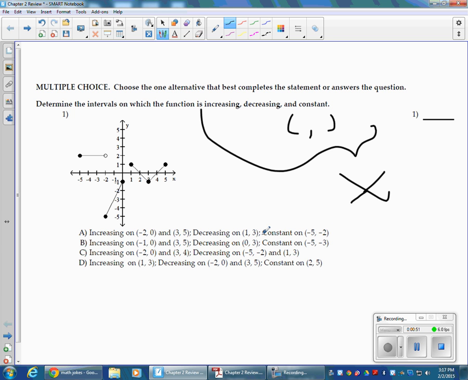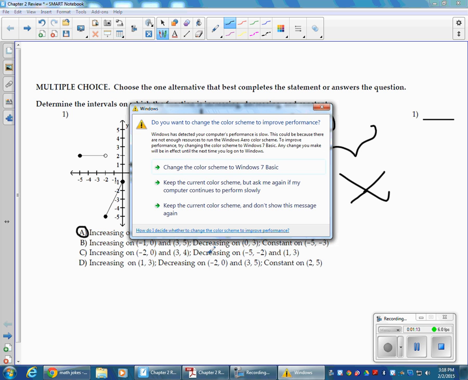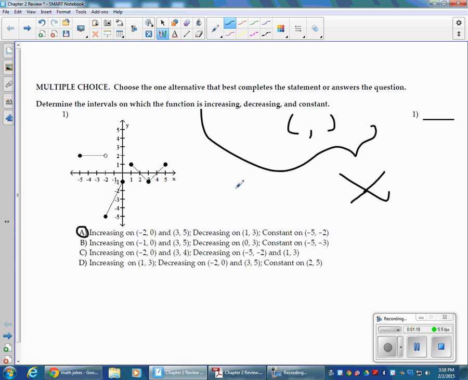So it looks like the only one that says constant -5 to -2 is A, but let's make sure that we are correct here. It is increasing from -2 to 0, and then it's increasing again from 3 to 5. See, it's going up. As my x values go from -2 to 0, it's going up, and then as they go from 3 to 5, it's also going up, which is what this says. And then it's decreasing between 1 and 3, which is exactly what this says. So A would be my correct answer.